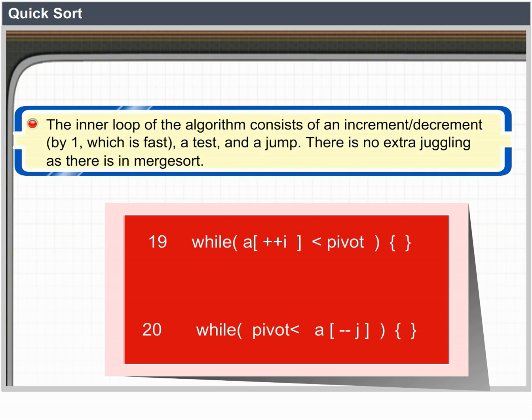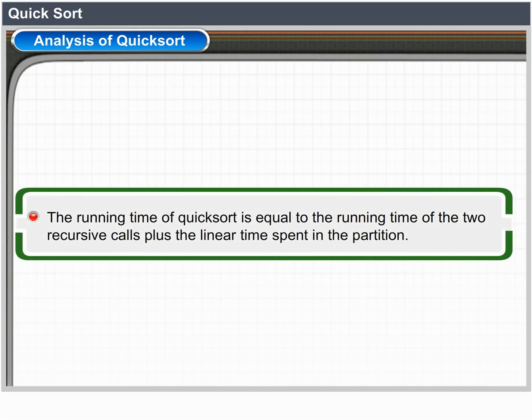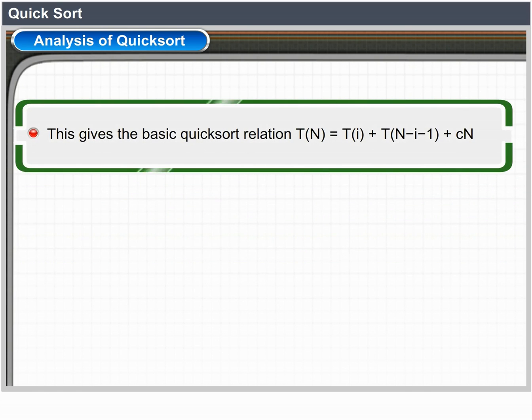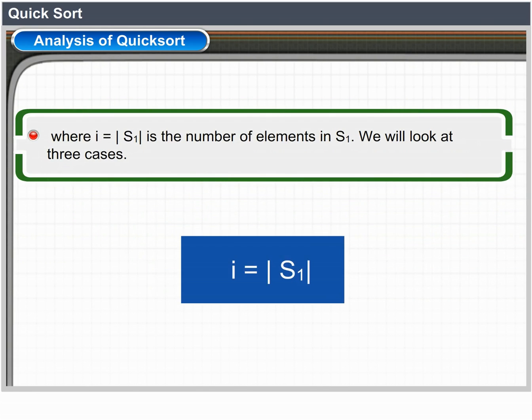Analysis of Quicksort. The running time of Quicksort is equal to the running time of the 2 recursive calls plus the linear time spent in the partition. This gives the basic Quicksort relation T(n) = T(i) + T(n - i - 1) + Cn, where i = |S1| is the number of elements in S1. We will look at 3 cases.